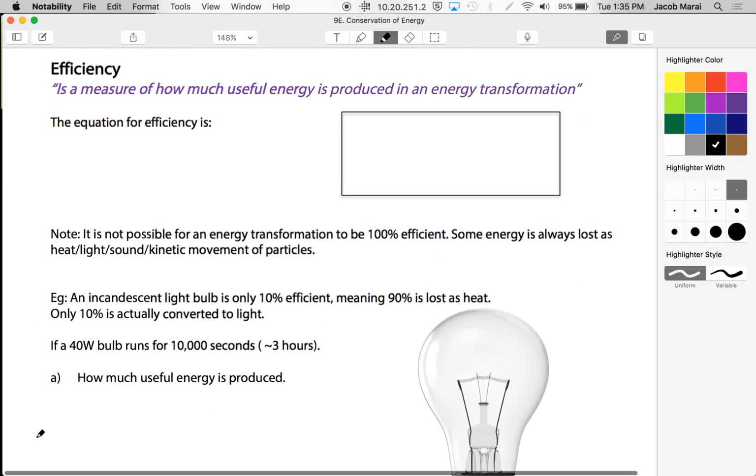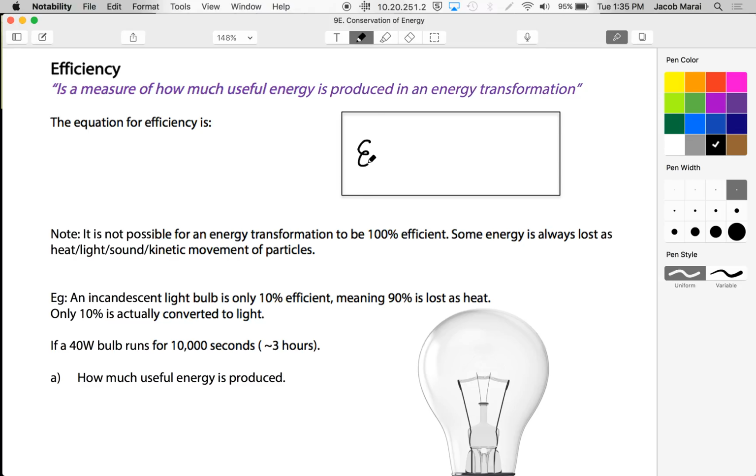Okay? Efficiency, gentlemen. This one's pretty simple. Your equation is a ratio of how much useful energy is produced in an energy transform. And I'm about to tell you, you'd never get all of the energy out. You're always going to lose some energy due to heat and friction. So whatever the energy transformation is, you're always going to lose energy.